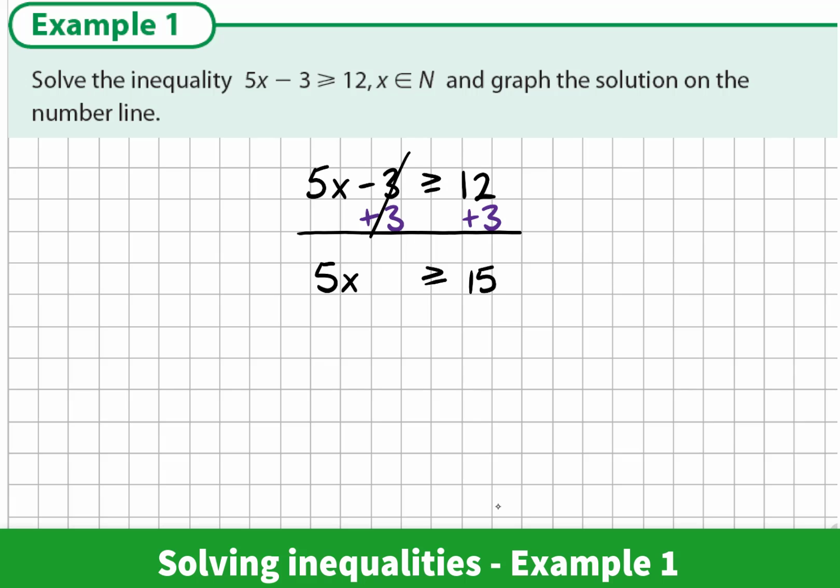I'm more interested in x than 5x. If we divide both sides by 5, the left hand side would still be greater than the right hand side. So dividing by 5, we see that x would be greater than or equal to 3.